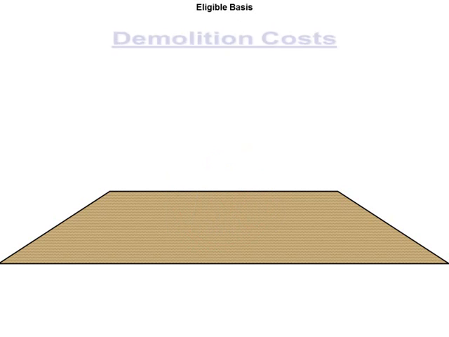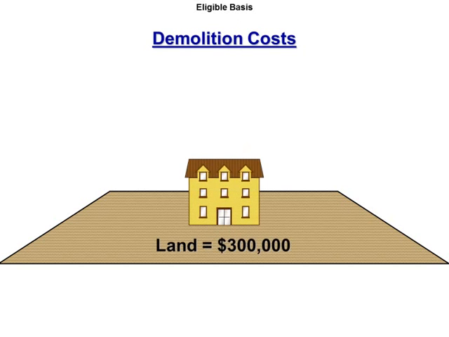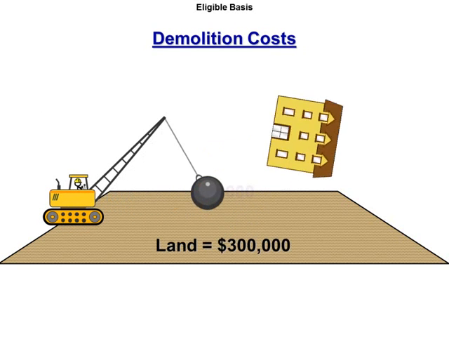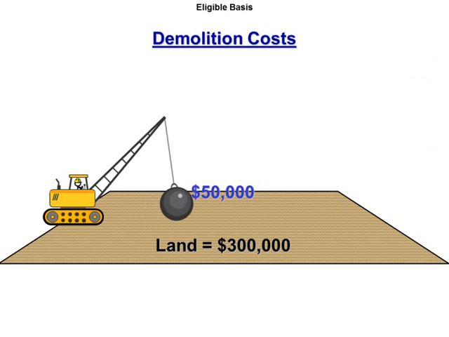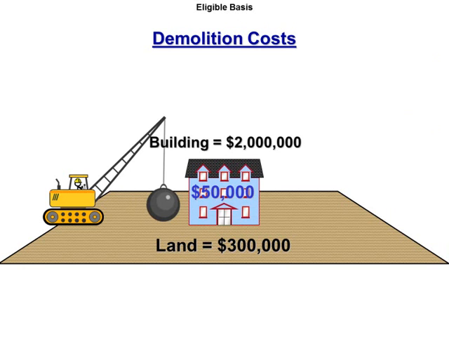So here's an example of demolition costs. Let's assume that we have an existing building on top of land, and the land is valued at $300,000. The developer does a complete demolition of the existing building, costing $50,000. And then where the old building stood, the developer has a new building constructed at a price of $2 million. So the $50,000 in demolition, where does that go? Well, it would be absorbed into the cost of the land. And because it's included in land, it's not included in eligible basis.